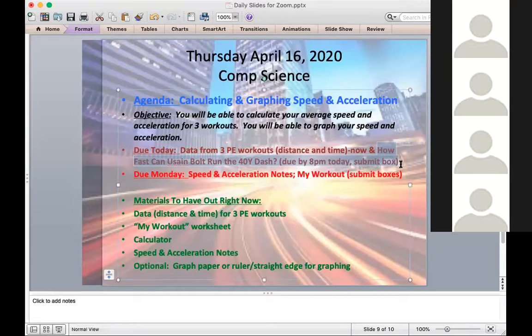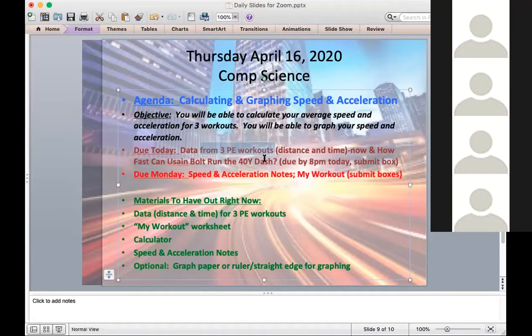This is an assignment that is available for the free homework pass. If you joined us in the Jeopardy game last Wednesday, right before the test, we had a live Zoom Jeopardy game, and there were 15 of you that showed up for that and participated. So you all have excused messages in your grade book for this assignment, but the rest of you, it's due by 8 p.m. today. The other thing that is due today, of course, is the data for your 3 PE workouts.